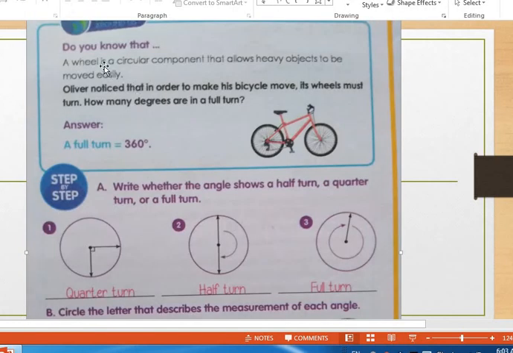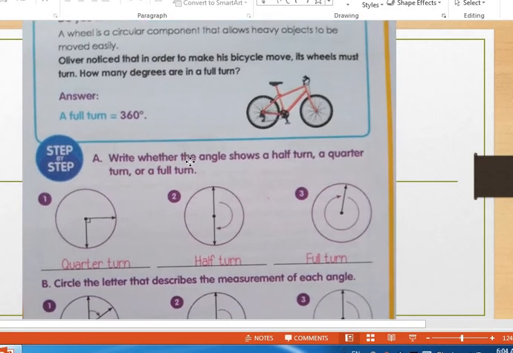Do you know that a wheel is a circular component that allows heavy objects to be moved easily? This is the wheel. This allows heavy objects, like people, to be moved easily. Oliver noticed that in order to make his bicycle move, its wheel must turn. How many degrees are in a full turn? Yeah, 360 degrees. And half turn 180, quarter turn 90 degrees.